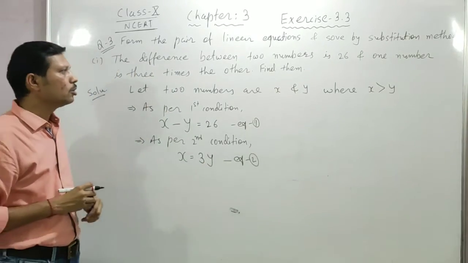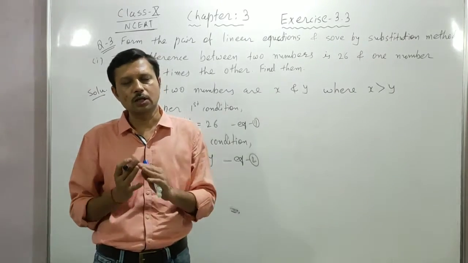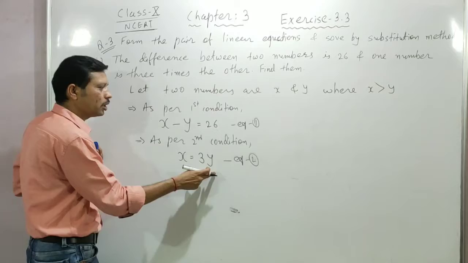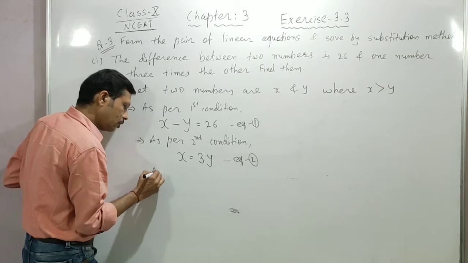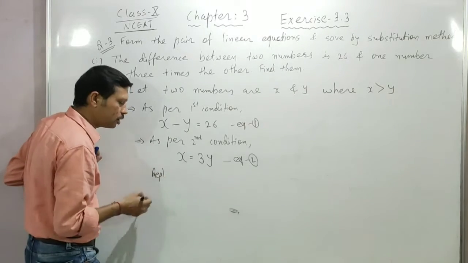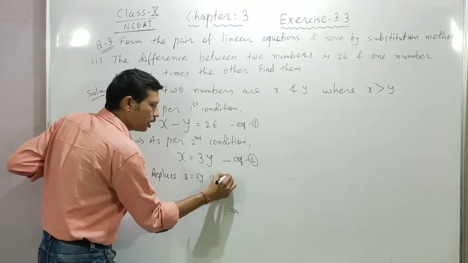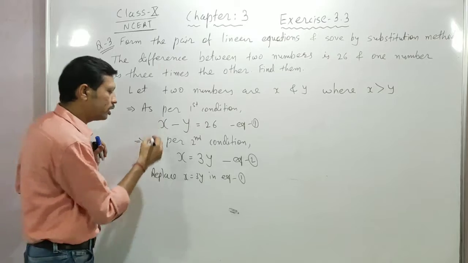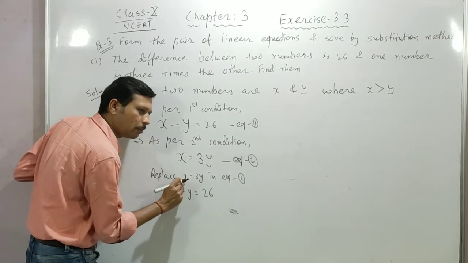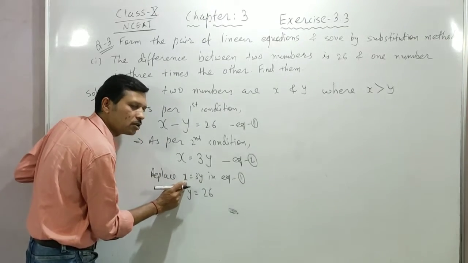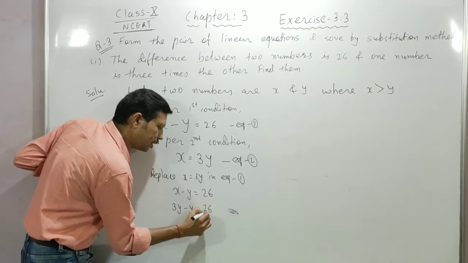Now the method of substitution: in that we have to replace one variable in the place of the other variable. Here equation number 2 is ready-made, x is equal to 3y, we already have the value of x. So directly we can do the calculation. Replace x is equal to 3y in equation number 1. What is equation number 1? X minus y is equal to 26. In the place of x, I will replace 3y. So that is 3y minus y is equal to 26.